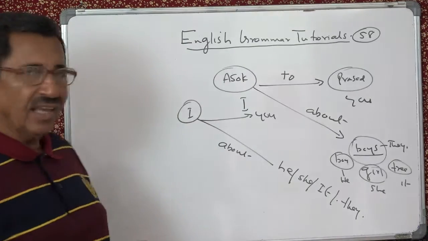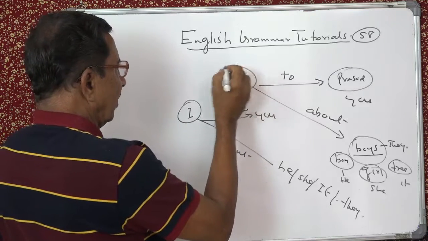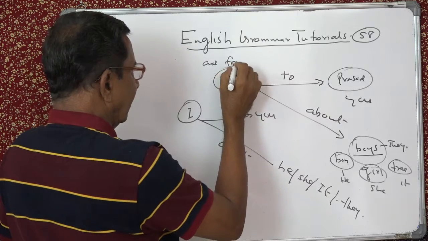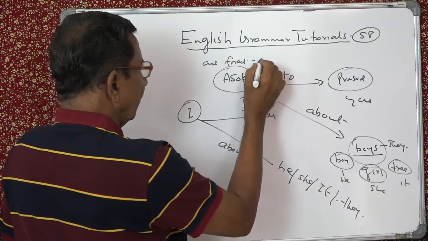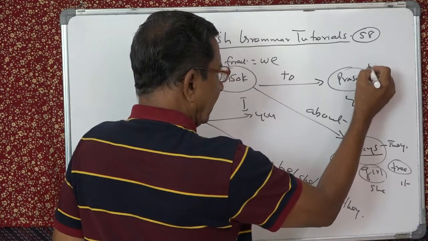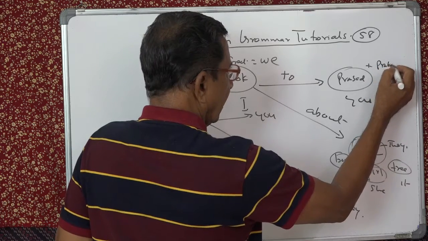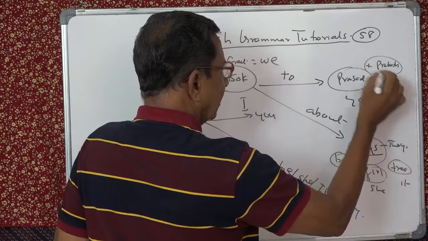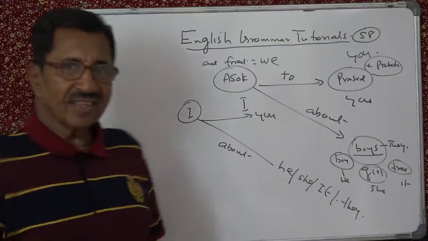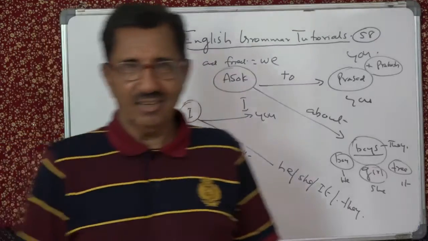And then where is we? If there are two persons here, Ashok and friends, then we say we. Suppose there are two persons, Prasad plus Prakash. Then this will be plural you. This is all simple. Try to understand this.